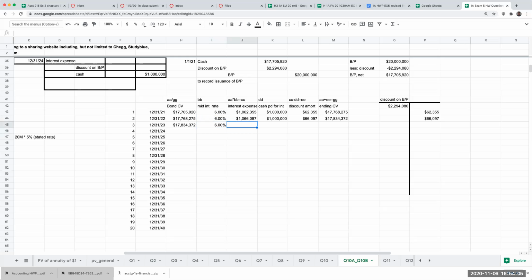So again, the interest rate doesn't change. My interest expense is going to be my carrying value times the amount of interest. Cash paid for interest never changes. My discount amortization is getting a little higher. And so I come over here and see this. So as we go through and do every single one of these years, we now get to 2024.